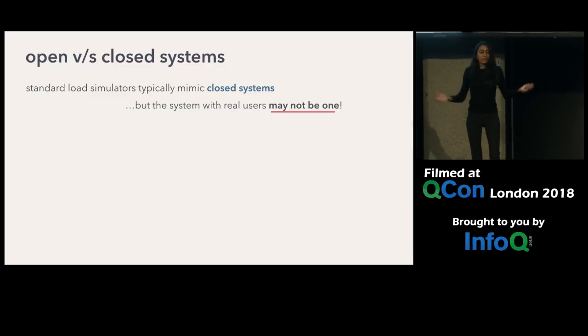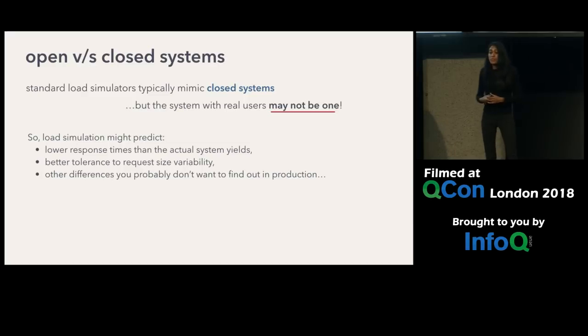The big takeaway here is that if you're using a closed system type simulator, you need to be aware and wary of the results you get. Specifically, your load simulation might predict lower response times than you'd actually see in your production system. There are other differences. Closed systems tend to show a better tolerance to variability in request size than open systems, and scheduling algorithms produce different results for what's good in closed systems versus open systems.